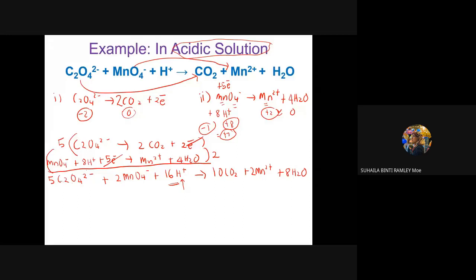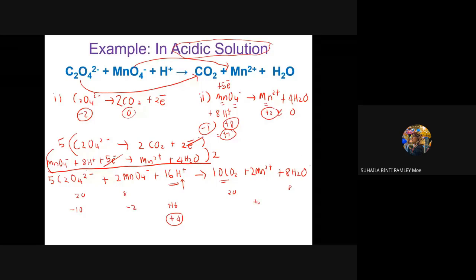Okay, so nanti kamu double check. So this one carbon 10, carbon 10. Okay, oxygen berapa ni? 20. This one is 8, so 28. This one 20, this one 8. Okay, oxygen 28 ngam. Mn2, Mn2. Hydrogen 16. So hydrogen 16. Okay. So balance, element, charge, negative 10, negative 2, positive 16. So overall, positive 4. This one is positive 4.